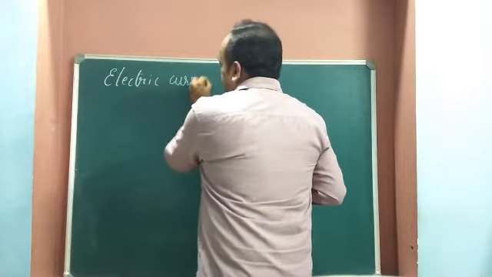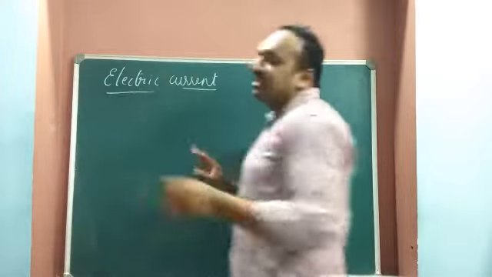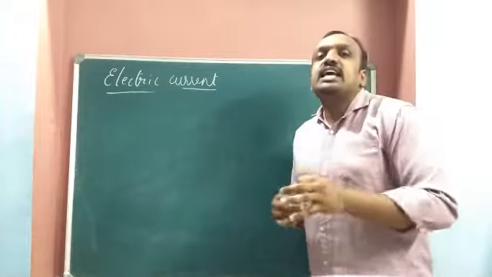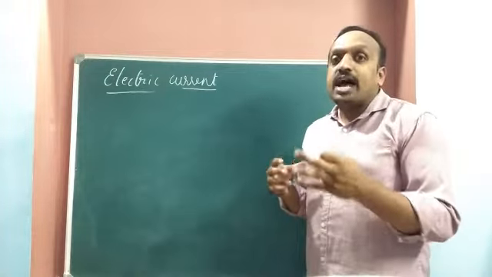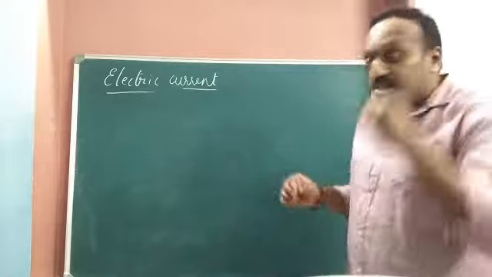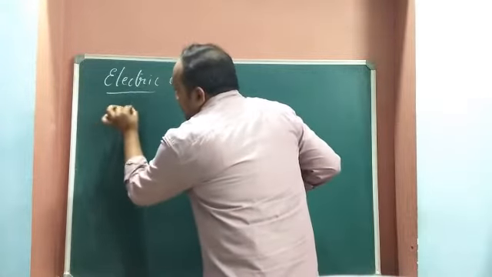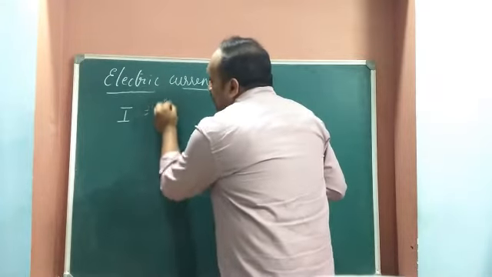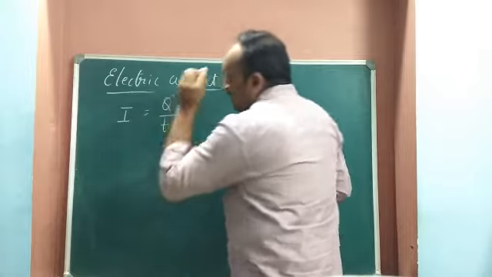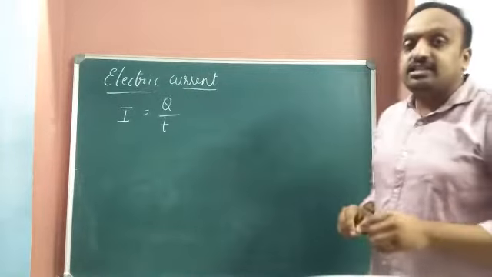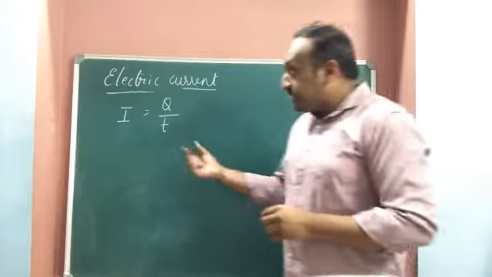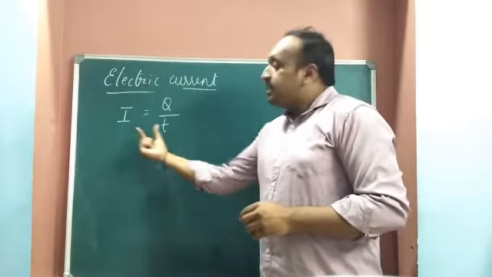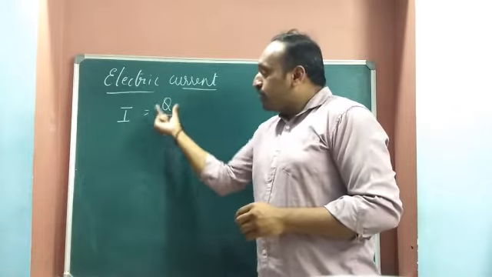electric current. So what is electricity or electric current? The flow of charges in a given time is called as electric current. In physics, electric current is represented with the letter I. I is equal to Q divided by T is the formula to find the electric current in the circuit, which says that the flow of electric charges in a given time. I is equal to Q by T.